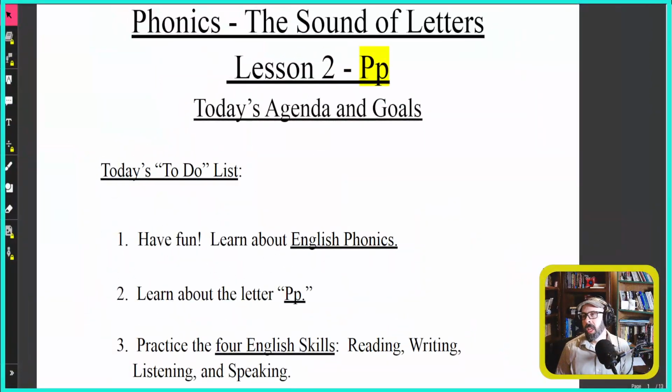Okay, today, phonics. So, let's go look at the sheet. Okay, what is phonics? Correct answer, what is phonics? Answer, the sound of letters. Okay, today, as we mentioned, lesson number 2. And we will work on the letter P today. But before we start, let's take a look at our document camera.